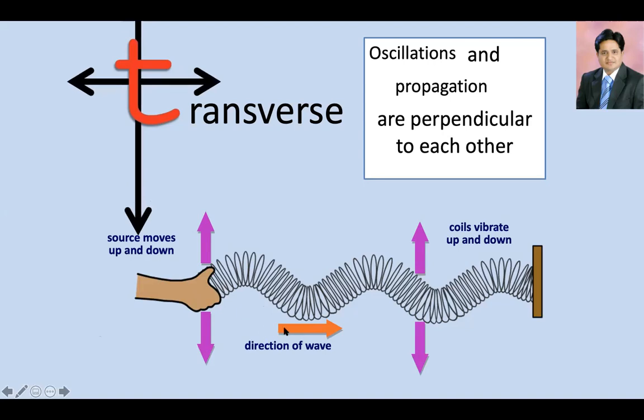You see the direction of transfer of energy is represented by this orange arrow, and the particles vibrate at right angles. That is represented by these purple arrows. So oscillations and propagation are perpendicular to each other.